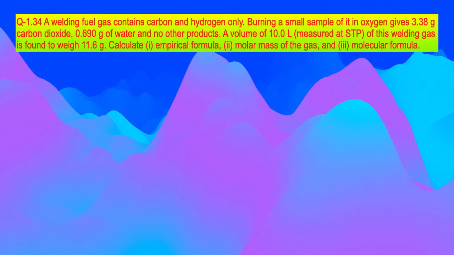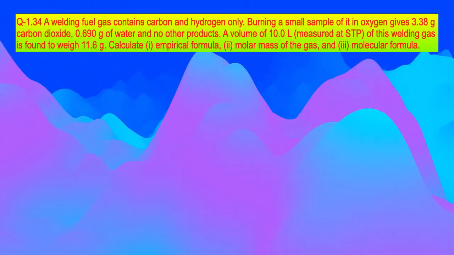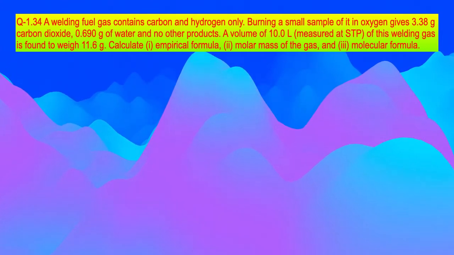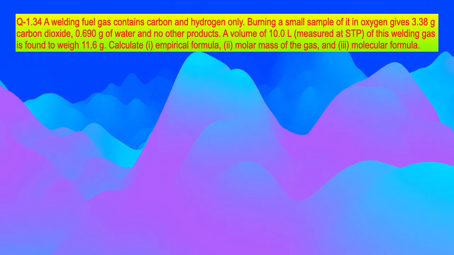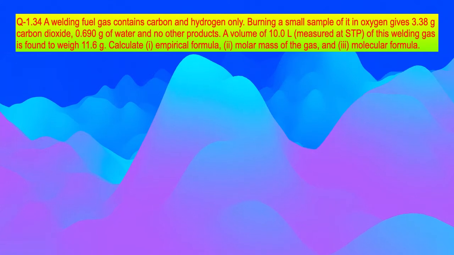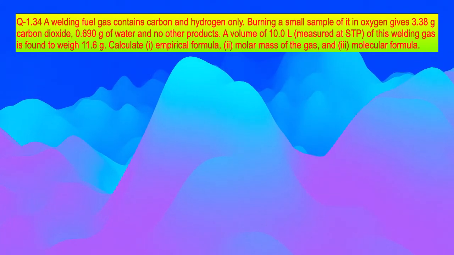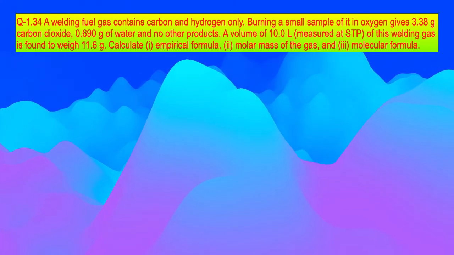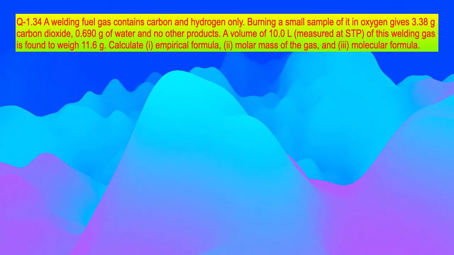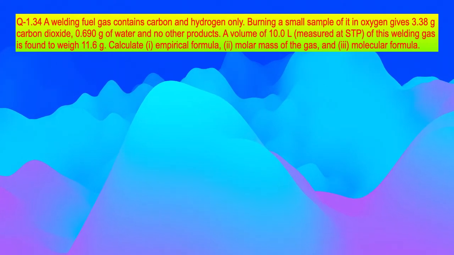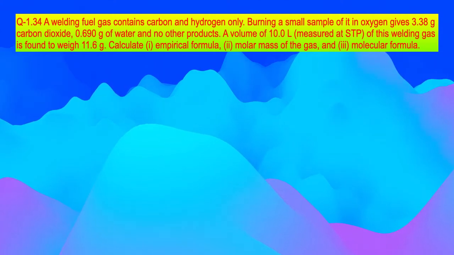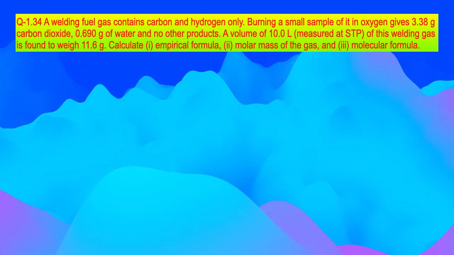Now numerical number 1.3 is a very tough numerical, you may say, of this unit. If welding fuel gas contains carbon and hydrogen only, burning a small sample of it in oxygen gives 3.38 gram of carbon dioxide, 0.690 gram of water and no other products. A volume of 10 liter measured at STP of this welding gas is found to weigh 11.6 gram. Calculate the empirical formula, molecular formula and molar mass of the gas.